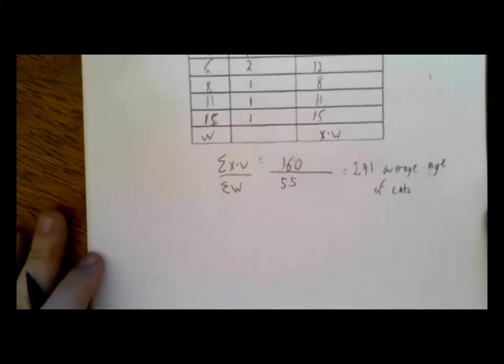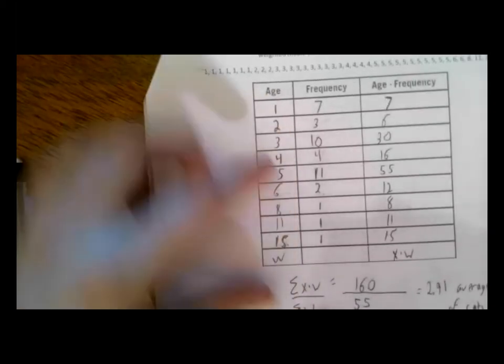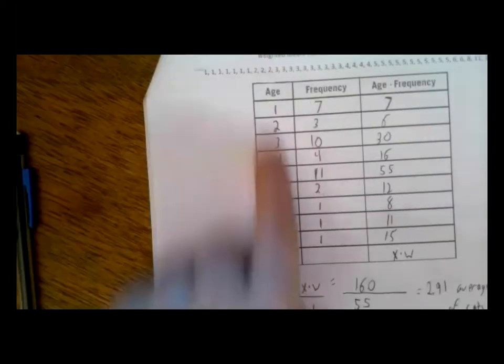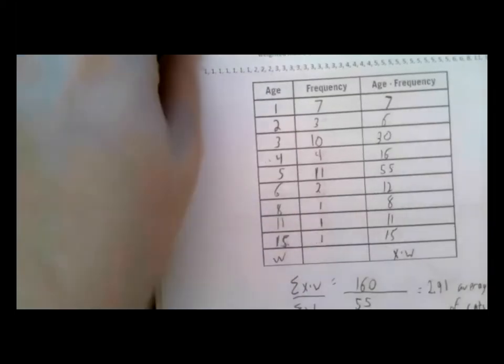Awesome. Does anybody have any questions on this page? Where did you get the 55? 55 is just the sum of our weights, so that's adding all the ages together. Oh, the ages, your weights, you're adding together. Yes. Okay, thank you. Yep. Any other questions?